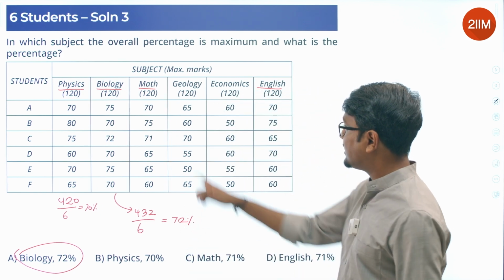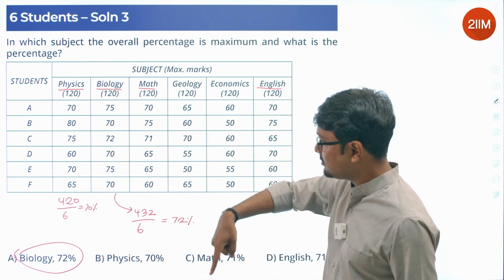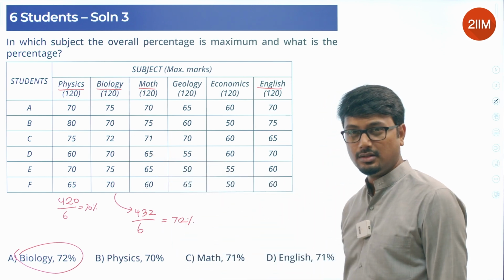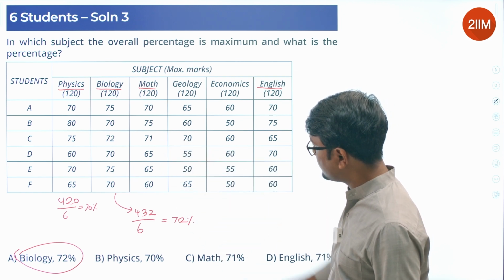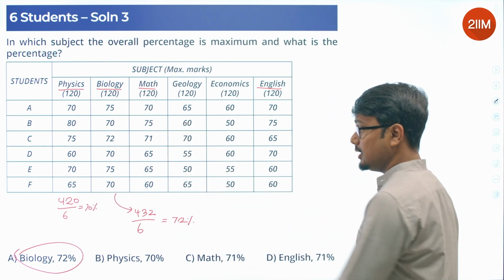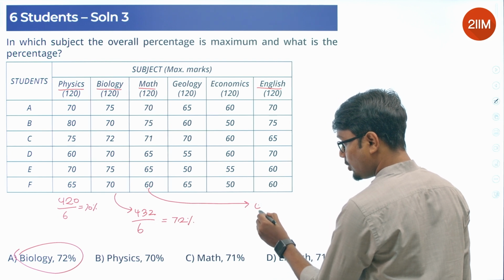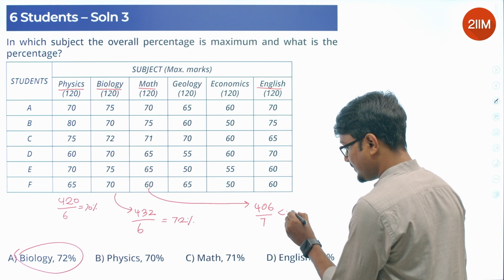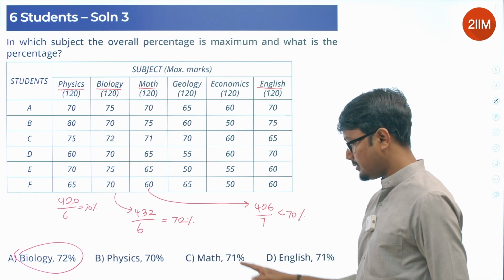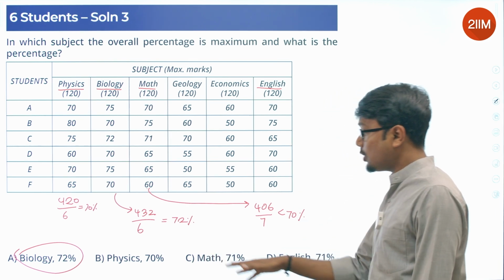Okay, math. So 70, 70, 70, 210, then 180. It is 390, 390 and this one 400, 406. So for math, we have 406 divided by 7. It is obviously less than 70%. Okay, but here it is given. It's a wrong option then.